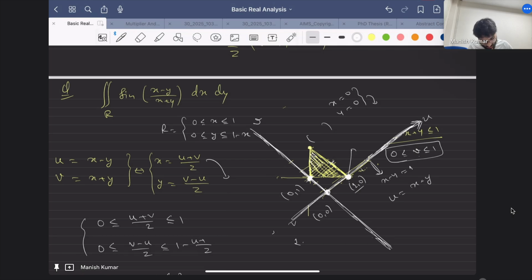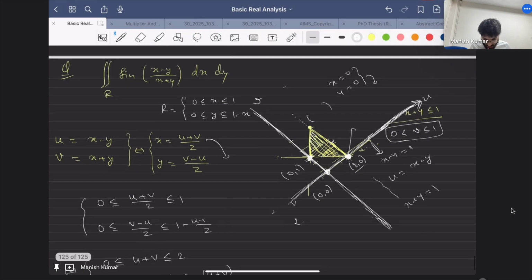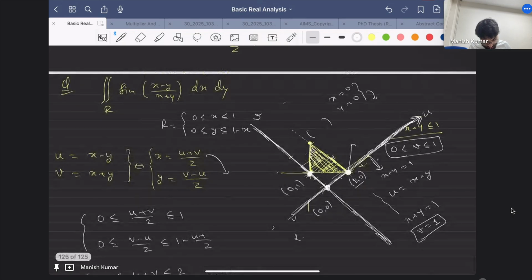So what was this line earlier? This was x plus y equals to 1, right? This was my previous line. So now I have v equals to 1 over here. Okay, now this will tell me this will be v equals to 1, and this point I need this kind of thing.